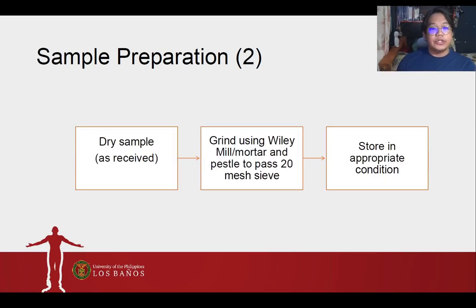Then, the next preparation naman, if hindi naman leafy or vegetables yung nakuha ninyo, so dry lang yung inyong sample. So, as received yun. Okay? And then, what you're gonna do next is yung sample nyo na yun ay i-grind nyo using Wiley Mill or by using mortar and pestle. So, kapag ground na yung inyong sample, you will pass it through the 20 mesh sieve so that mas homogenize yung itsura ng ating sample before subjecting it to different test parameters. And you will store your sample in appropriate conditions.